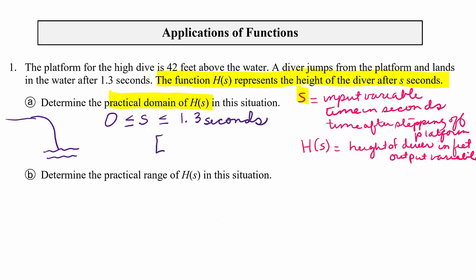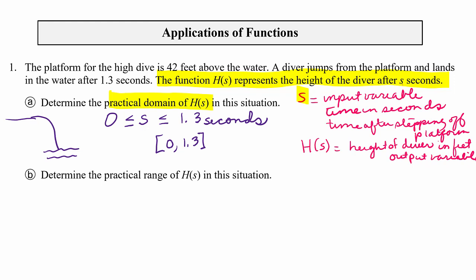And in interval notation, we would write the interval between 0 and 1.3, and I'm putting it in brackets because we are measuring the time from the jump down to when he lands.